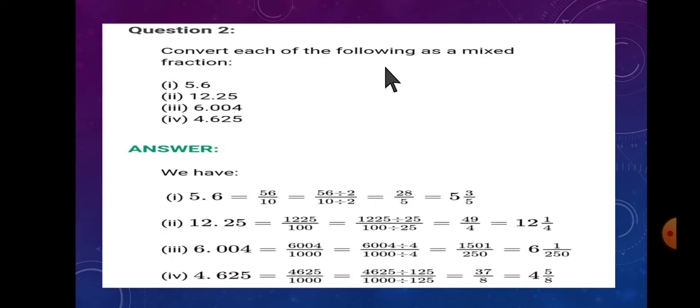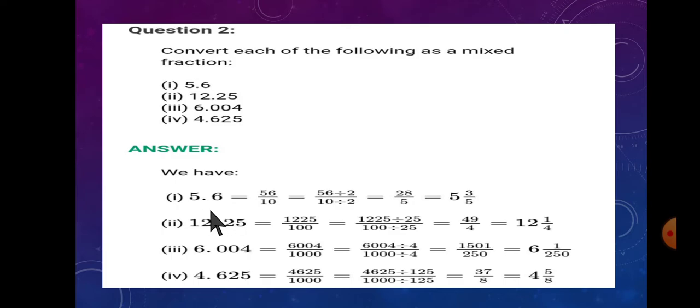Convert each of the following as a mixed fraction. Okay, decimal to mixed fraction. How do we convert? First of all, decimal to fraction. Then after that we will convert the fraction to a mixed fraction. Just now I explained how we convert decimal to fraction. First of all, we will write the digits before and after the decimal. Before the decimal is 5 and after the decimal is 6. So we will write 56 upon, and in the denominator, for the decimal place, 1.